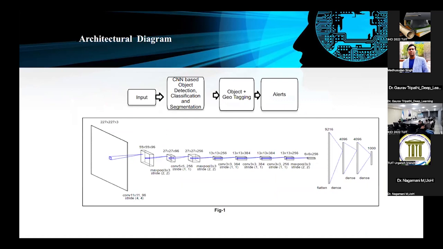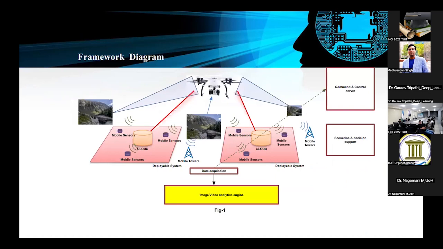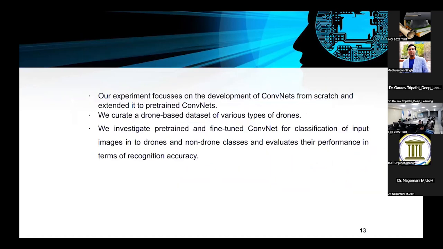Now this is the architectural framework. An input is generated. We have a CNN-based object detection model for detection, classification, and segmentation. And we classify the objects with geotagging and we can give the alerts. Again, this is a video analytics engine which can be combined with the drones. The control server can be at the edge, but it is very difficult to process the images in real time, so most of the time it is backed up in the cloud itself.